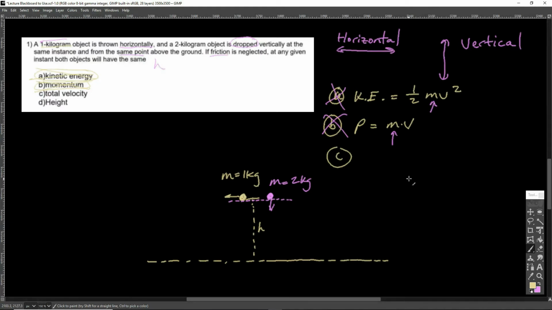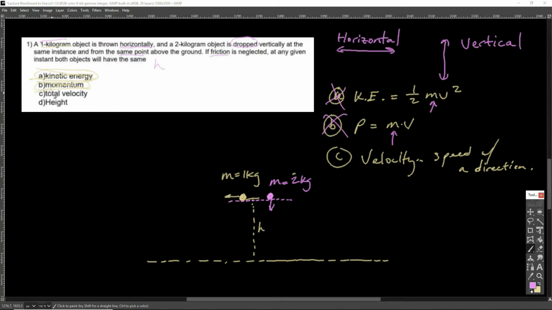Let's look at C. Let's look at total velocity. Now, if it said total speed, it would be true, but total velocity implies speed with a direction. Okay? So that's what velocity is. And it turns out that the velocity of this ball is horizontal to start with and vertical to start with on the other ball. So the total velocity of these two things will not be the same. The speed will be the same, however, because they're both accelerating at the same height.